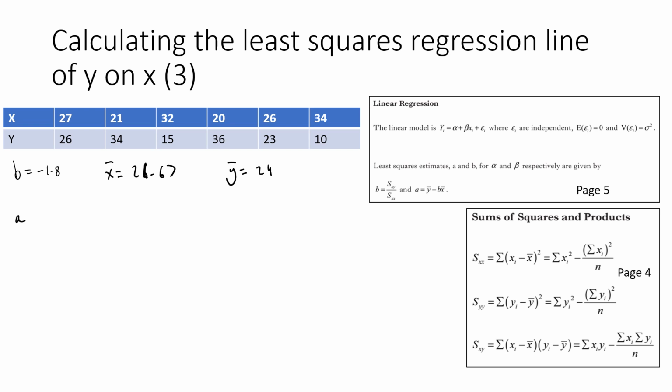a is equal to y bar, 24, minus negative 1.8 times 26.67, and that gives us 72.006, or I think we can just round it to 72, and that gives us the final linear model equation, which is y is equal to 72 plus, well, it's negative actually, negative 1.8x.